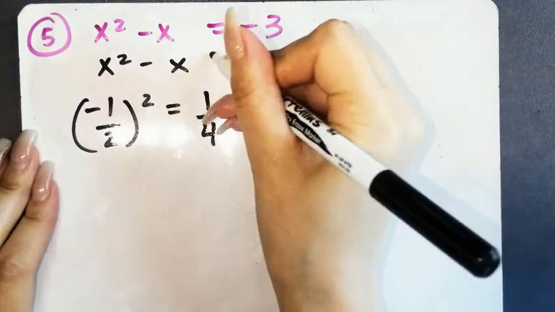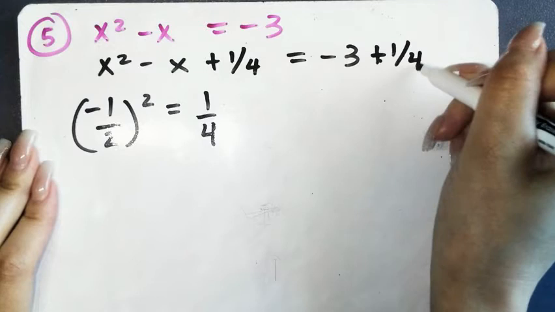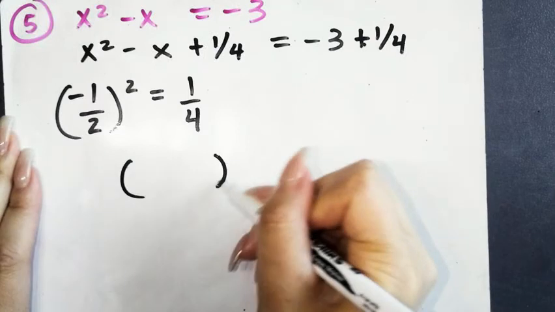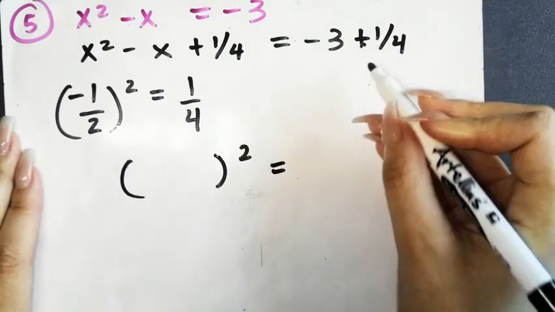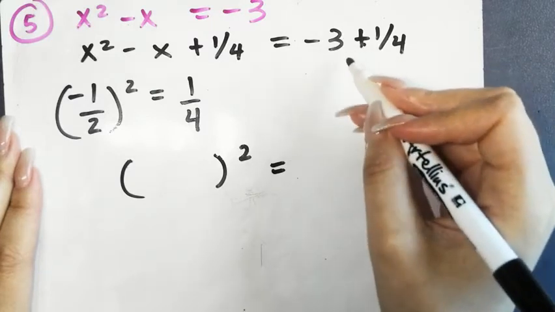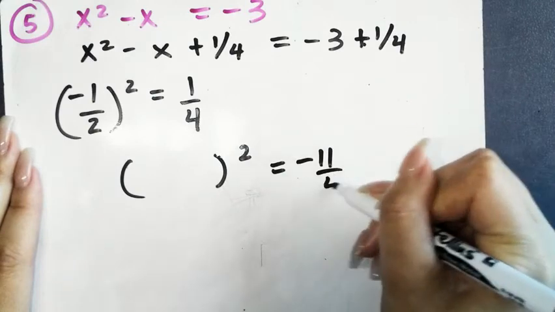Okay, so I'm going to add 1 over 4 to this side, and I need to add 1 over 4 to the other side. Now that I have that, I can complete the square. I can have something squared, and this is going to be equal to the addition of these two numbers. You know that this one is going to be negative 12 fourths, so this is going to be equal to negative 11 divided by 4.